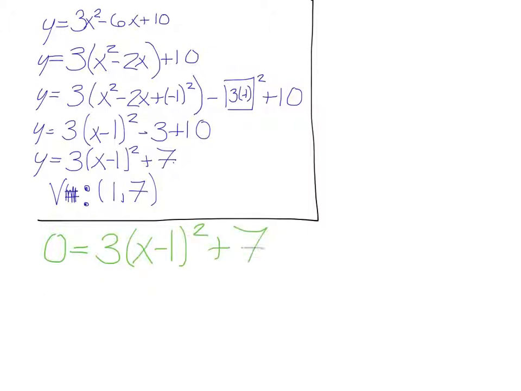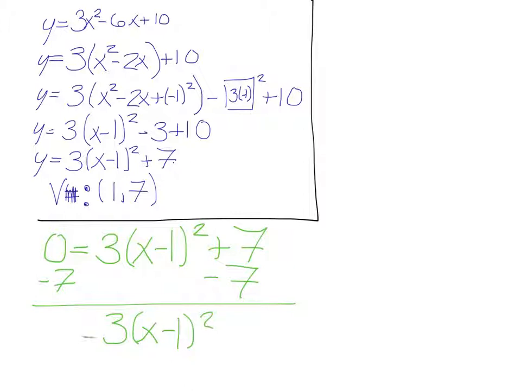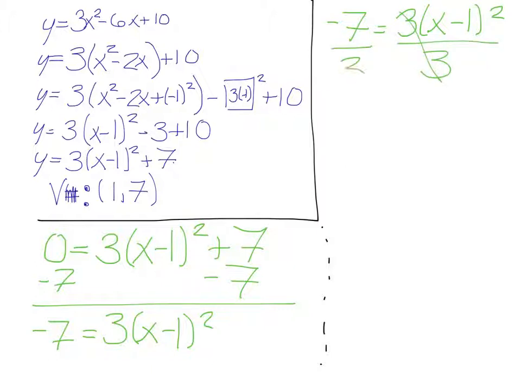My goal here is to get this x by itself, but this 7 is in the way. So I'm going to subtract 7 from both sides. I'm going to bring down this 3 times (x minus 1) squared and set that equal to negative 7. So now I have negative 7 equal to 3 times (x minus 1) raised to the second power. I can divide both sides by 3 and get negative 7 over 3 equal to (x minus 1) squared.